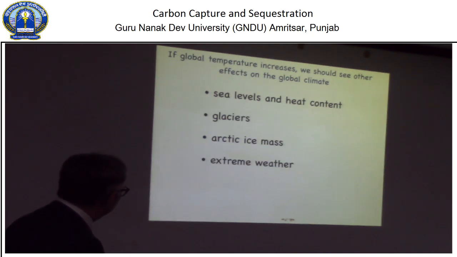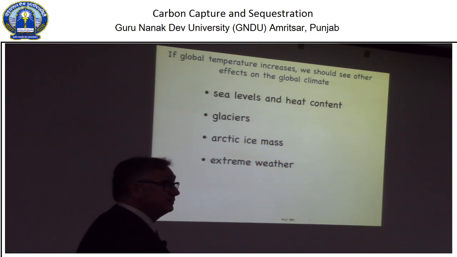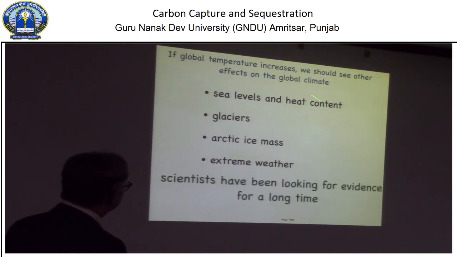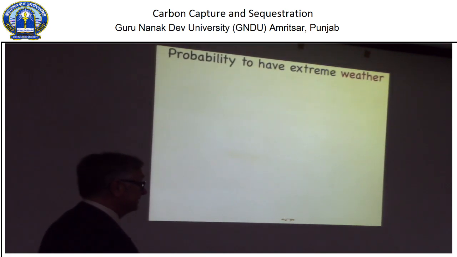So things that ought to matter, for example, would be sea levels and heat content of the oceans, glaciers, Arctic ice masses, and extreme weathers, because all of these should be affected if the average temperature is rising. So perhaps you don't believe these temperature measurements. Let me show you some other proxies for temperature. So, for example, scientists have been looking at these for a long time, at least 30 or 40 years, to try and sort some things out.